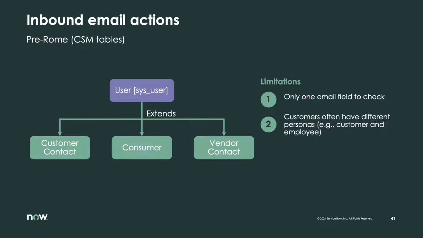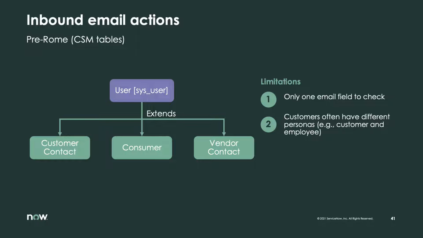They might have multiple email addresses for work or home or whatever. Well, before Rome, the inbound email actions could not properly identify the same person who had multiple email addresses. The inbound rules only looked at the from address on the email and tried to match it with the email field on the sys_user table. And if it failed, it used guest as the default. Now, CSM brought this to the forefront because the CSM tables, for example, are all extended from sys_user.